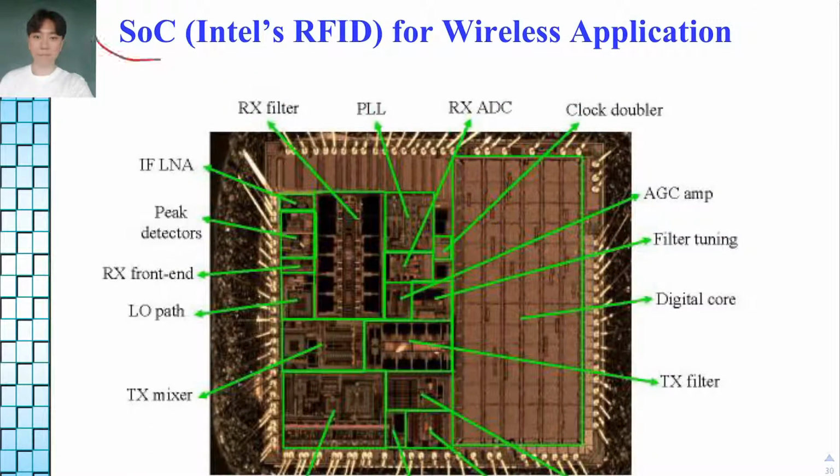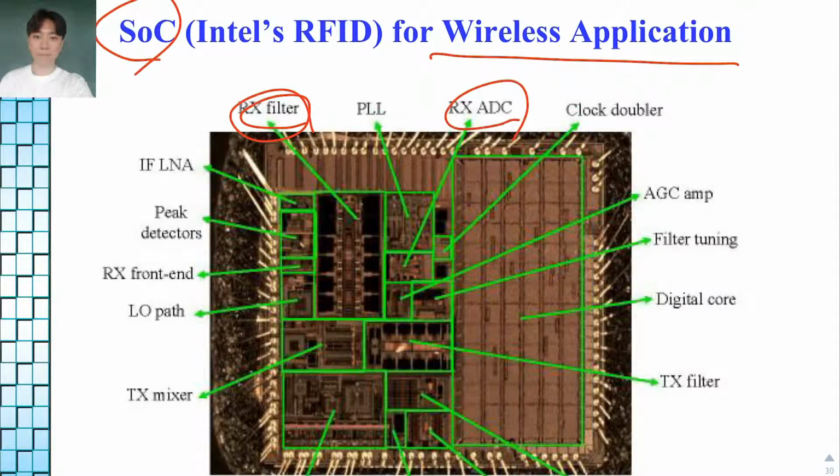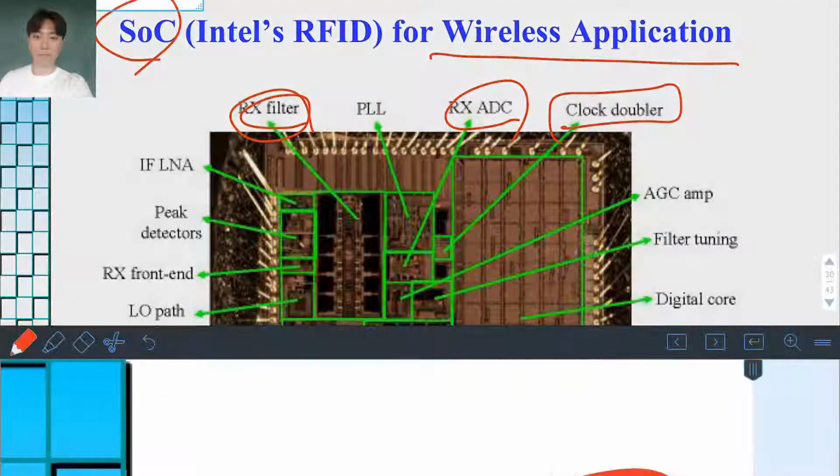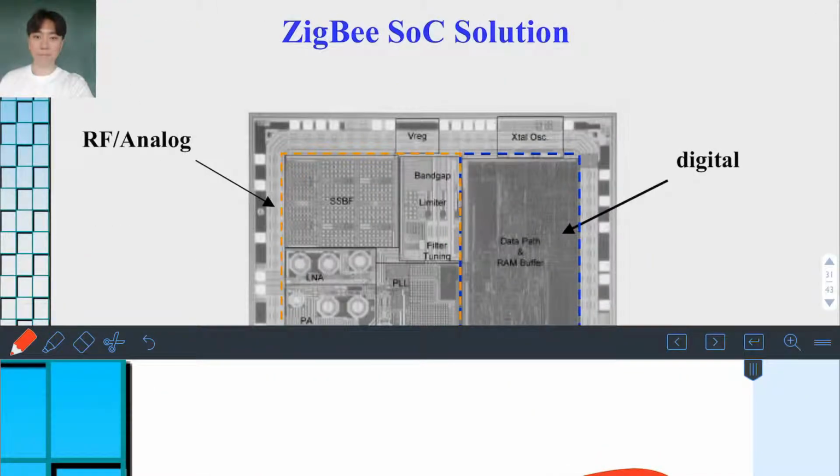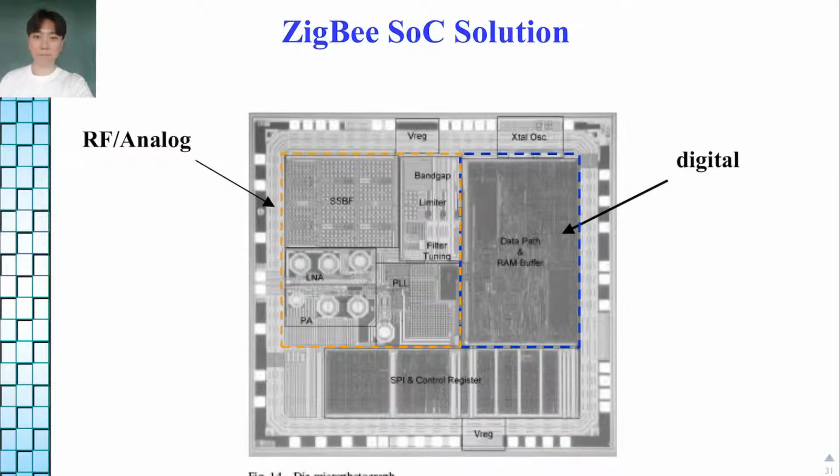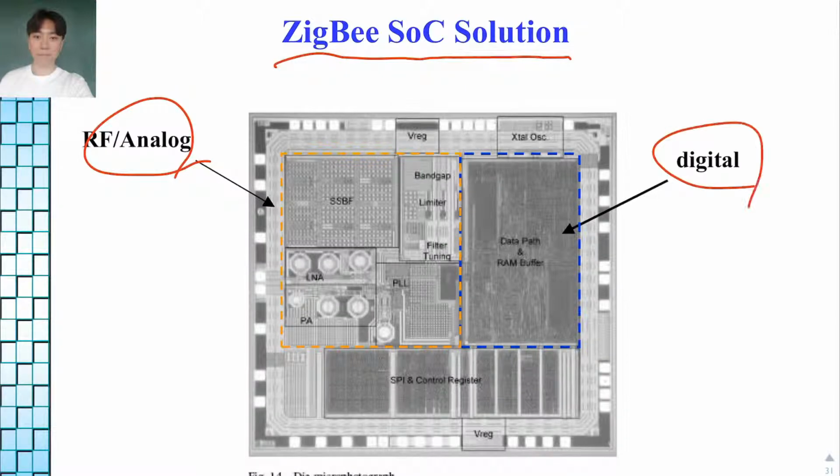This photo is an SOC for wireless application, and this part is the RX filter, and this part is the RX ADC, and this part is the clock doubler. And this picture is Jigab's SOC solution. This part is RF and analog part, and this part is digital part.